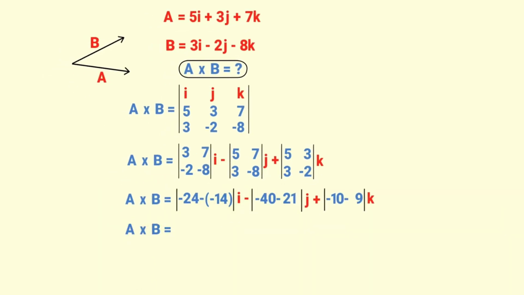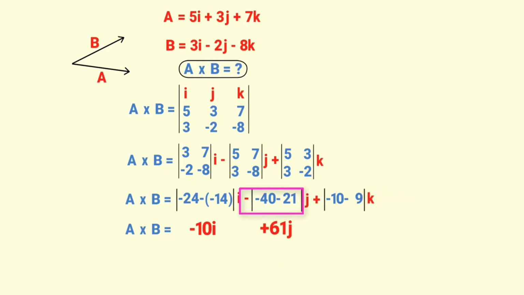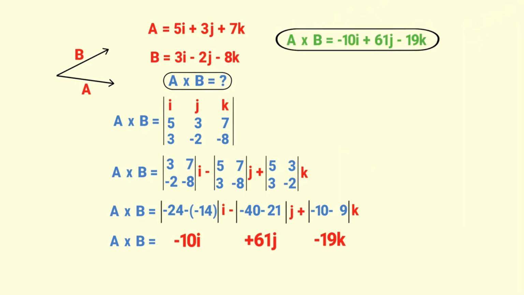Now A cross B is equal to minus 24 plus 14 is equal to minus 10i. Minus 40 minus 21 is equal to minus 61, and because of the minus sign in front, it is equal to plus 61j. Minus 10 minus 9 is equal to minus 19, and with the minus sign it is equal to minus 19k. Thus the cross product of vector A and vector B is equal to minus 10i plus 61j minus 19k.